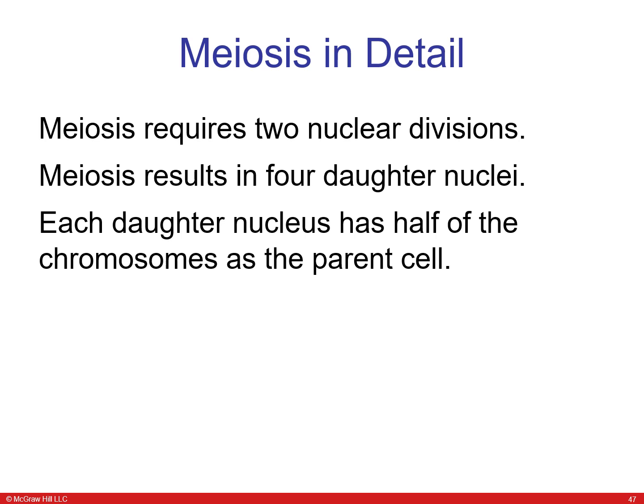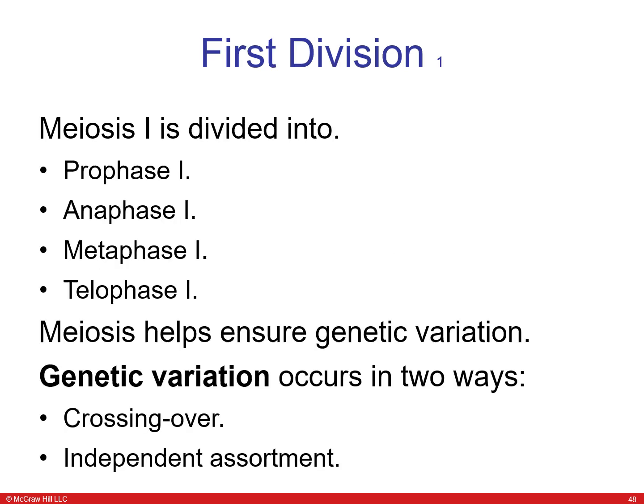Remember, meiosis requires 2 nuclear divisions and results in 4 daughter nuclei, and each daughter nucleus has half of the chromosomes as the parent cell. So the first division goes through prophase, anaphase, metaphase, and telophase, and meiosis is important to ensure genetic variation. This occurs in 2 ways, by crossing over and independent assortment.